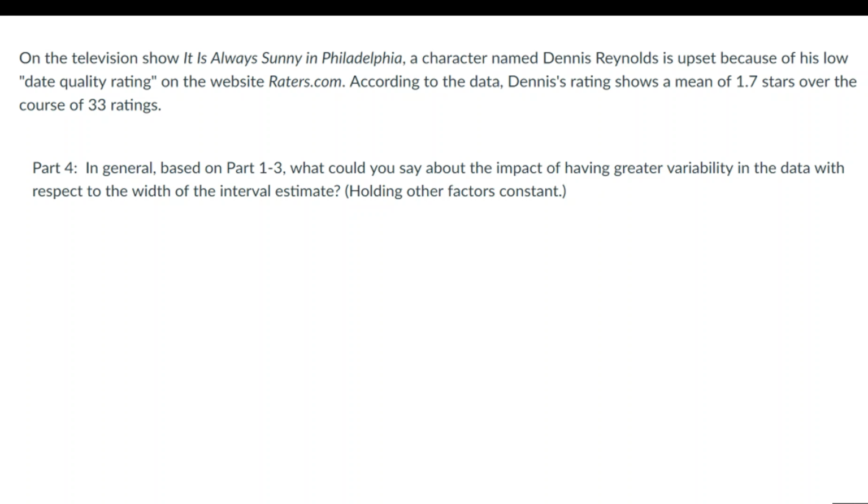Finally, in part 4, what we want to do is compare and contrast the results of parts 1 through 3. So, first of all, let's look at the results we got for part 1, part 2, and part 3.